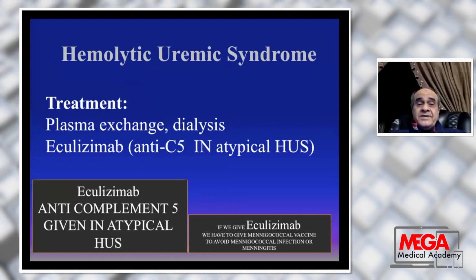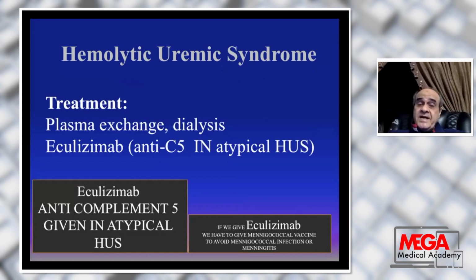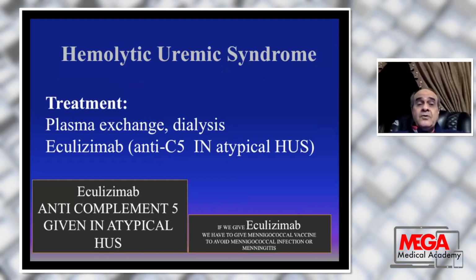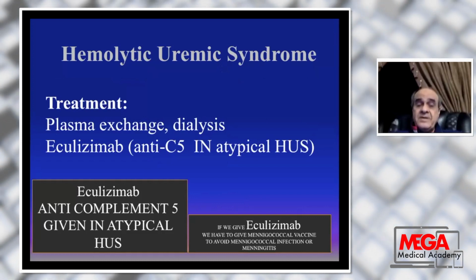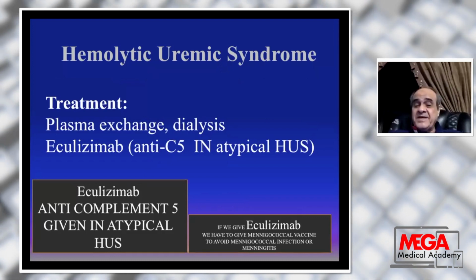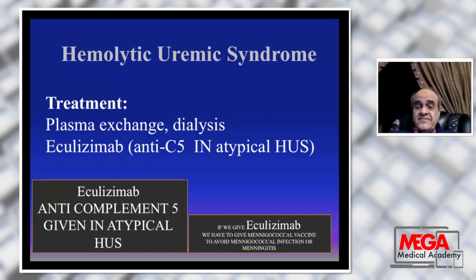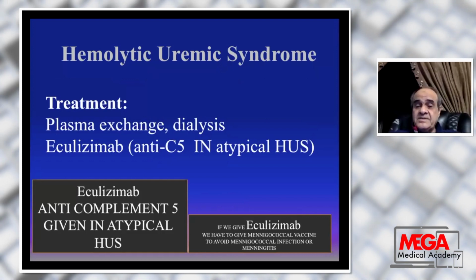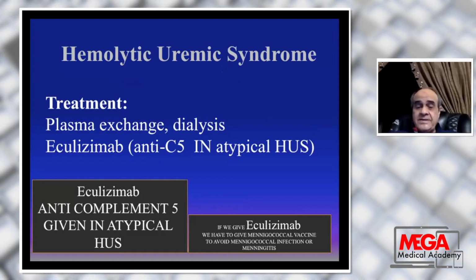Treatment: plasma exchange and dialysis, or we can use eculizumab, which is anti-complement C5, and we have to vaccinate the patient against meningococcal meningitis if we treat them with eculizumab or with anti-complement.